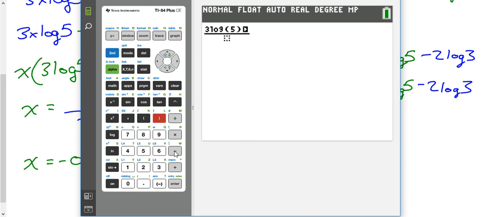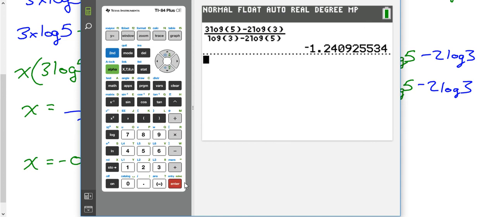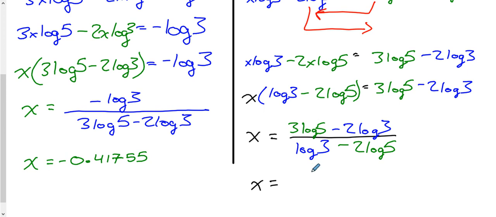And that's going to be subtracted by 2 log 3. And under that, I have my log 3 subtracted by 2 log 5. There we go. I hit enter, and that's going to be my final answer, negative 1.24. So x equals negative 1.24. There you go.